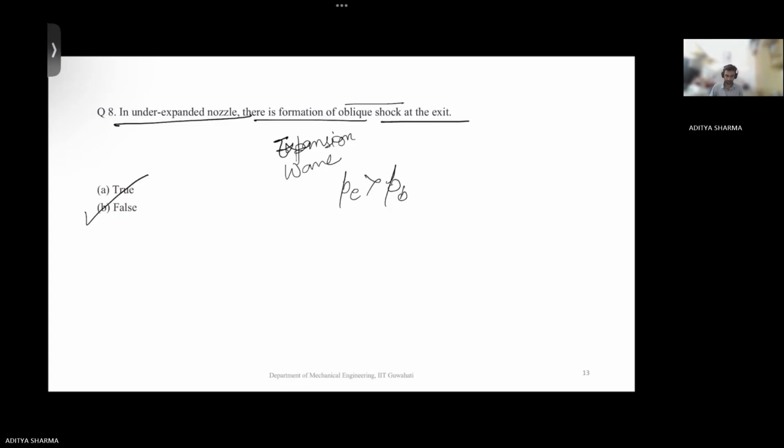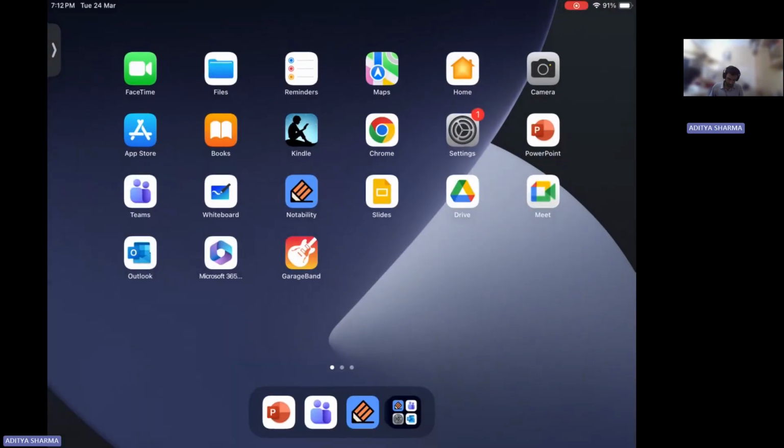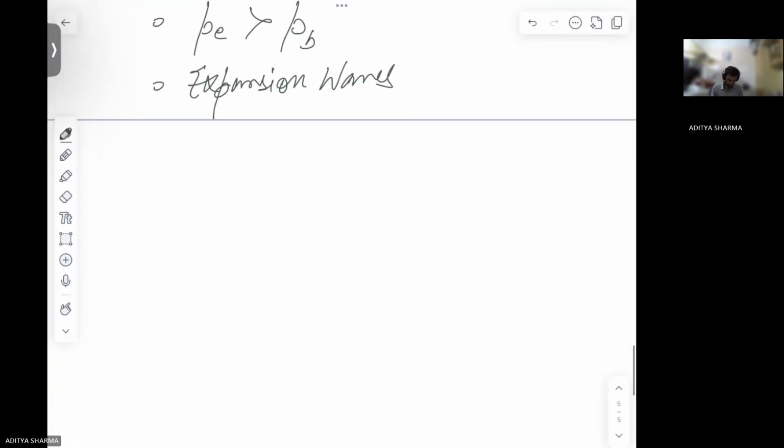Question number 8. Then for the next set of questions, we have data. It says that reservoir pressure is this. Okay. So reservoir pressure, question number 9 to 12.